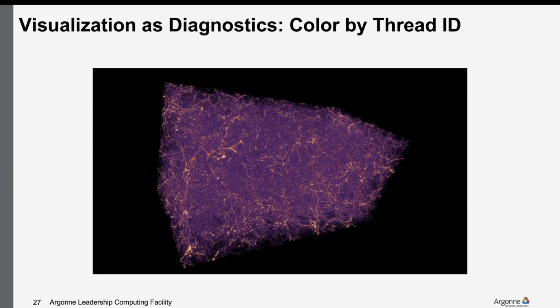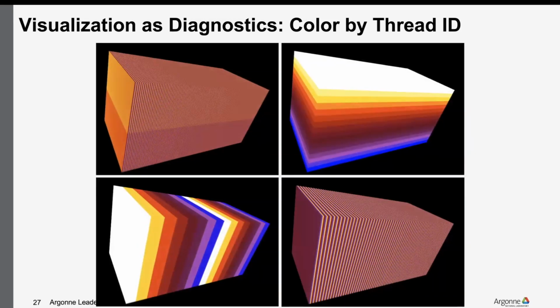I mentioned volume rendering, right? You look up a data value and you assign it a color based on the value that it finds. This is an example of that. But instead of coloring it by the data, we colored it by the thread ID of the thread that was computing on the data. Depending on how we did the memory layout, it was assigned differently across the threads.